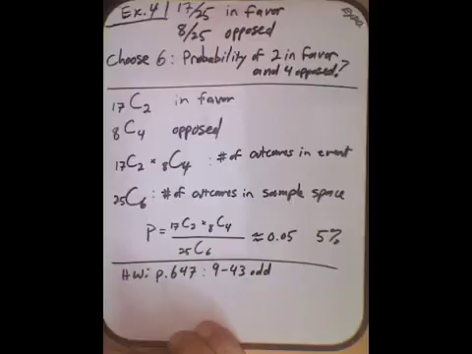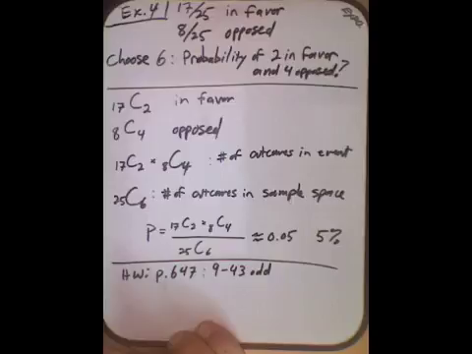Well, we can break that down into 2 simpler events. For getting 2 in favor, there's 17 that were in favor out of the total of 25, and we need to choose 2 of them. So 17 choose 2 for that part. And then of the 8 people that were opposed, we're going to try to choose 4. So there are this many ways to do that. Making a compound event by multiplying them together gives us the total number of outcomes in the compound event.